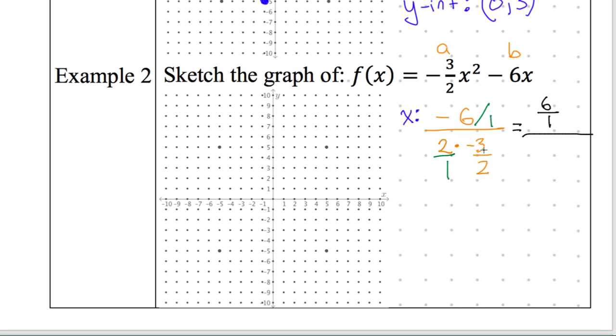2 times -3, then divide that by 2. Who has their answer? 2 times -3, then divide by 2. One person has an answer. 2 people, 3 people. Cohen. It is -3. Actually, then this works out really nicely. I don't even need to think of this as -6, or sorry, 6 over 1. It's just 6. 6 divided by -3.